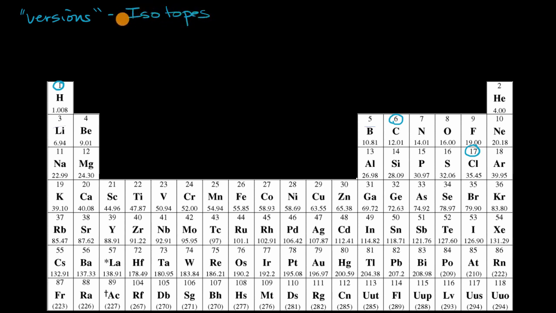Now, how can you have different versions of the same element if the number of protons defines what the element is? Well, the versions, the various isotopes, are going to happen based on the number of neutrons you have. So, for example, there are 2 stable isotopes of chlorine. There's one version of chlorine known as chlorine-35. Let me write it over here. Chlorine-35. It's sometimes written like this. In fact, it's often written like this.